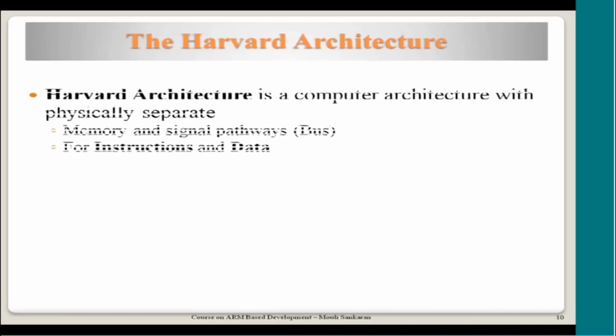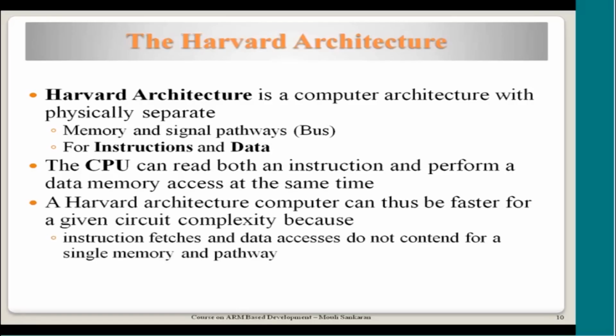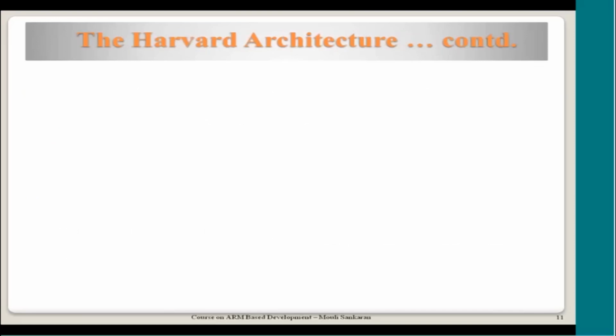Now, just to give you a brief overview of Harvard architecture, the memory and signal pathways are different for instruction and data. The CPU can read an instruction as well as perform a data memory access at the same time. A Harvard architecture computer can thus be faster for a given circuit complexity because it can do both simultaneously.